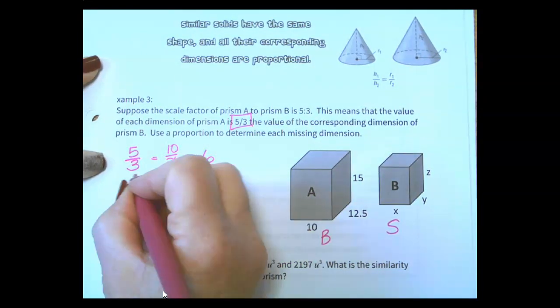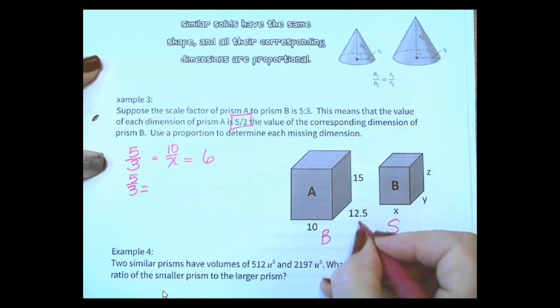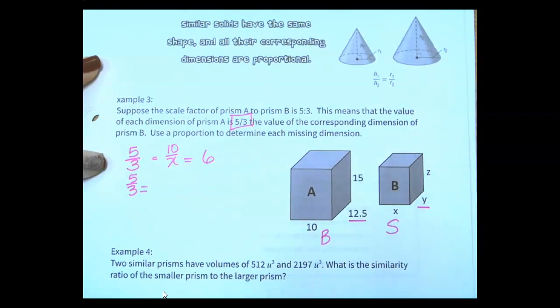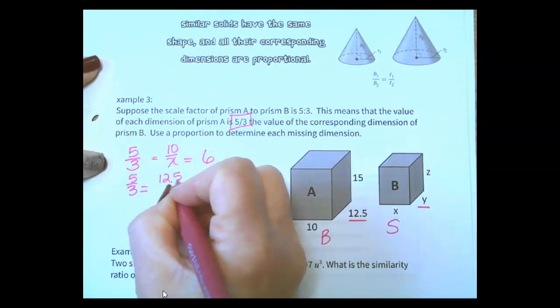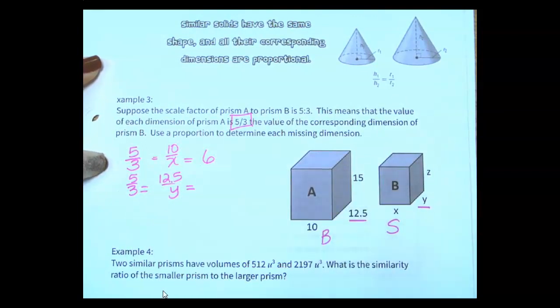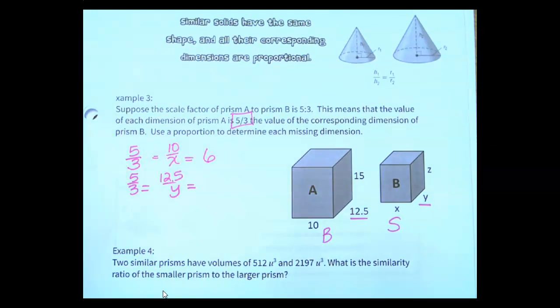And then let's try Y. So use the same scale factor. And this time this and this are corresponding. They are matching. For Y, you'll have to use your calculator. So 3 times 12.5 divided by 5 gives us 7.5.